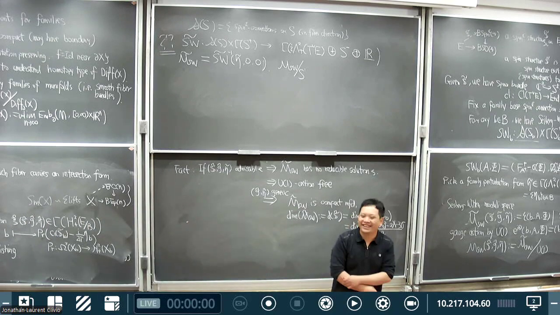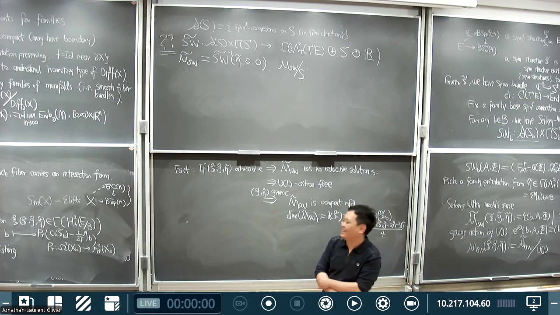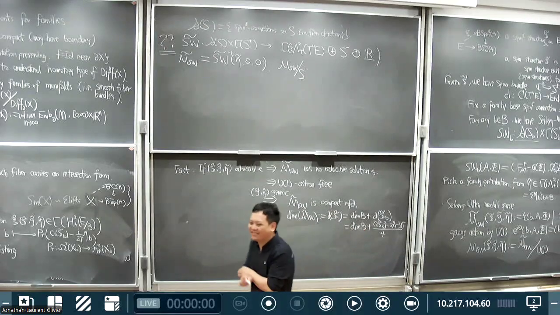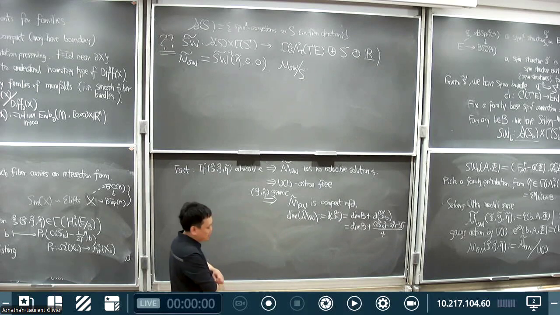Yeah, because in the end, usually, for example, when we say B equals the moduli space, we just do some truncation.